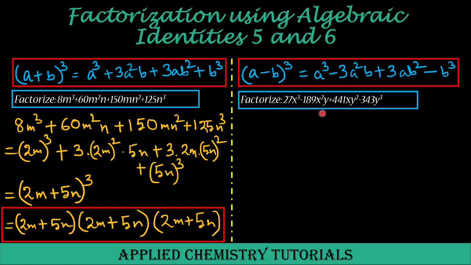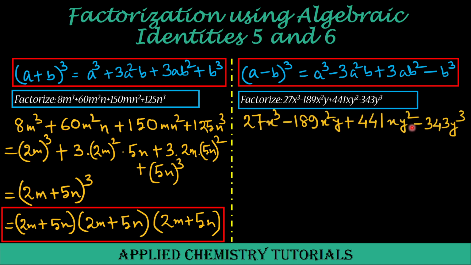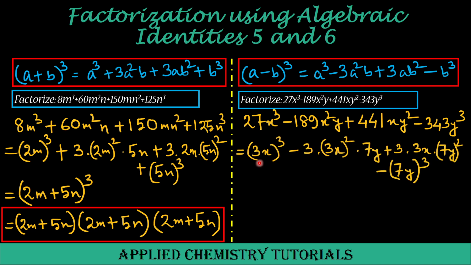Factorize 27x cube minus 189x square y plus 441xy square minus 343y cube. So we are rewriting the problem statement here. Clearly we can see that this algebraic expression is similar to that of a cube minus 3a square b plus 3ab square minus b cube. Now we can rewrite it as (3x) whole cube, which equals 27x cube, and here minus (7y) whole cube, which is minus 343y cube.